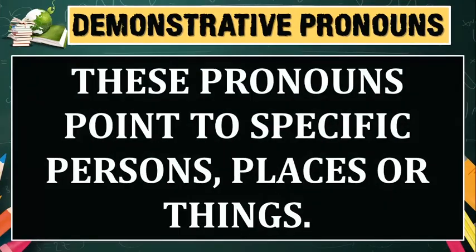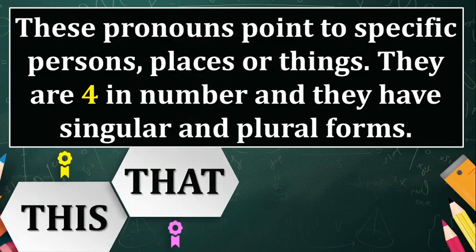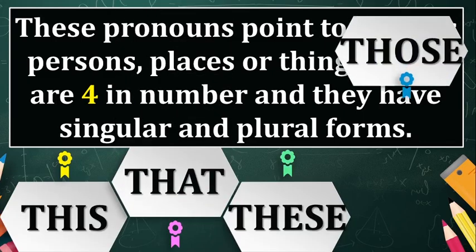As the name goes, these pronouns point to specific persons, places, or things, and they are 4 in number, and they have their singular and their plural forms. Let's see these 4 demonstrative pronouns. They are this, that, these, and those.